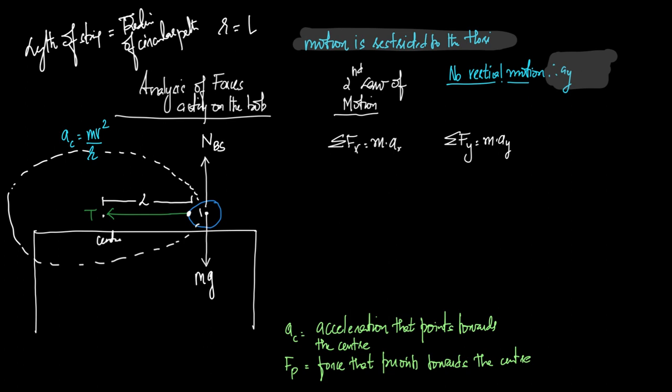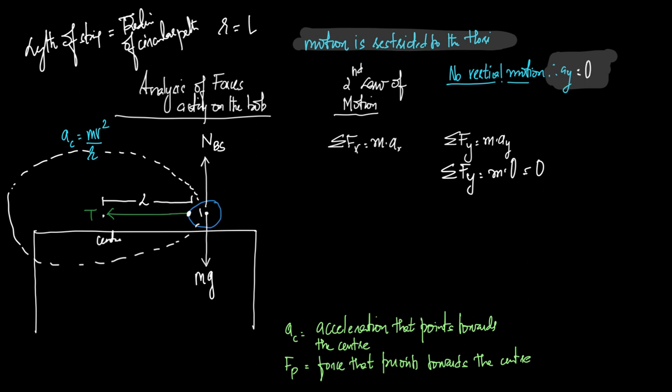Now let us see how to apply Newton's second law of motion. We'll apply Newton's second law both in the vertical and in the horizontal direction. So we know that sigma Fy is equal to m ay and sigma Fx is equal to m ax. Since there is no motion in the vertical direction, ay is equal to 0, and then sigma Fy is equal to m into ay, which is m into 0, equal to 0.